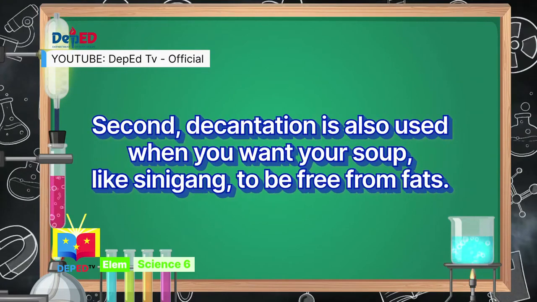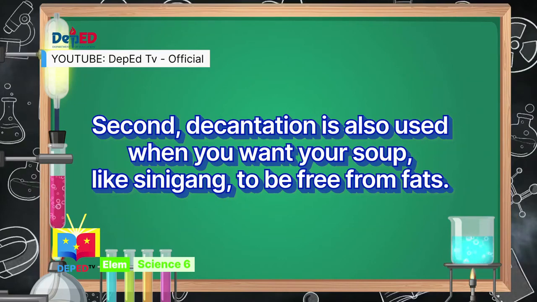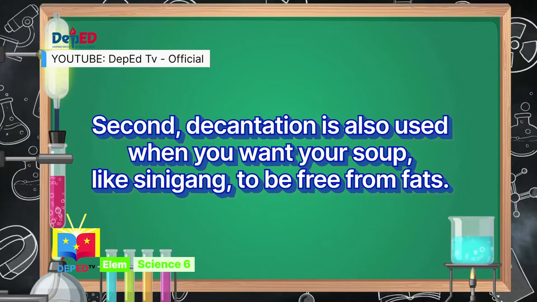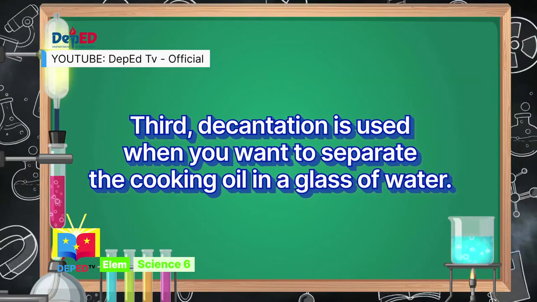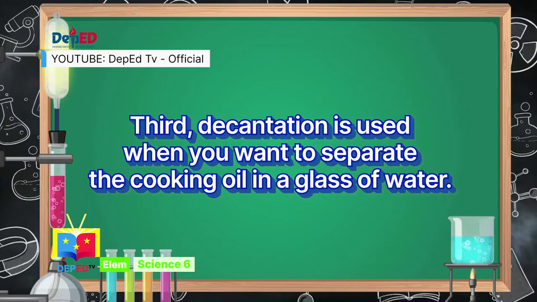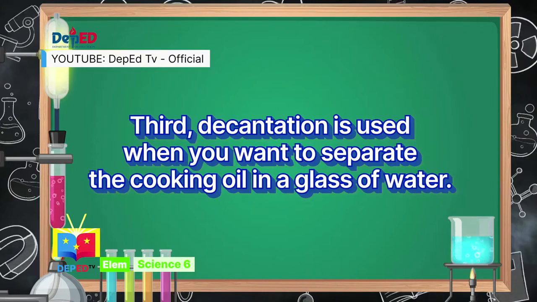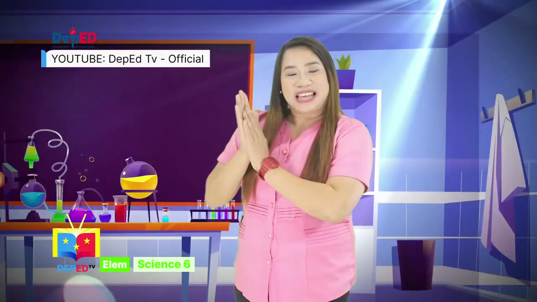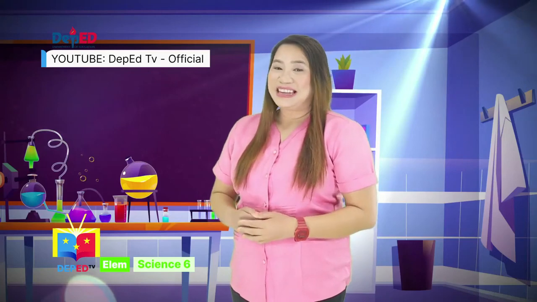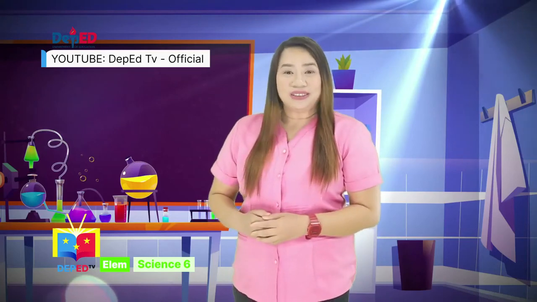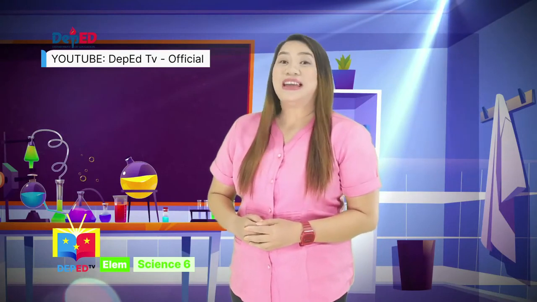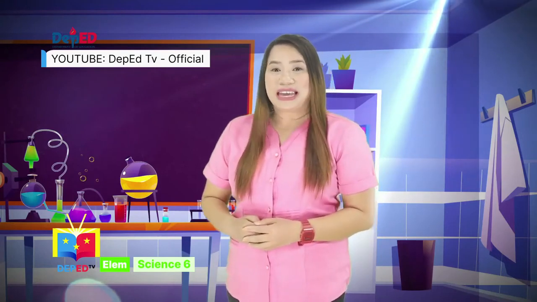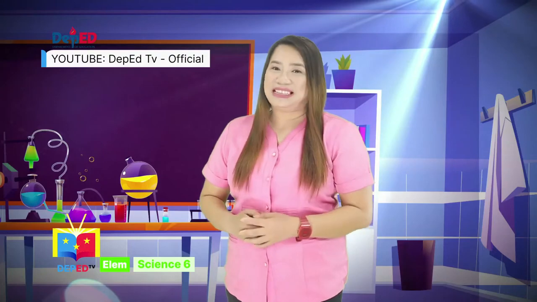Second, decantation is also used when you want your soup, like sinigang, to be free from fats. Third, decantation is used when you want to separate the cooking oil in a glass of water. Well done, science-minded learners! Indeed, you really understood our lesson in this episode. I hope that you will not forget what you have learned today.